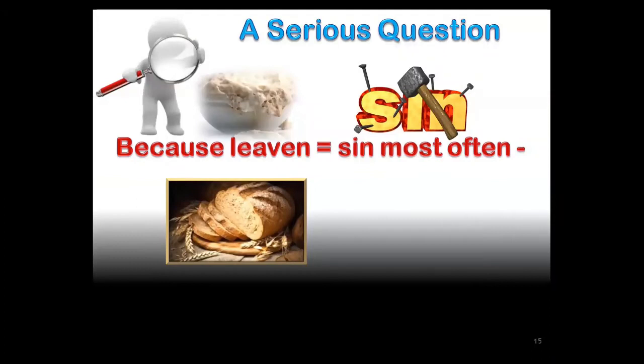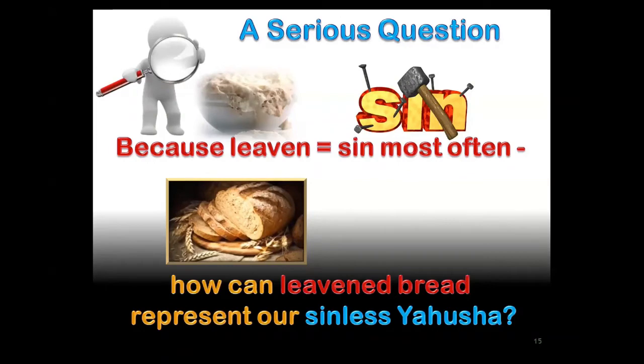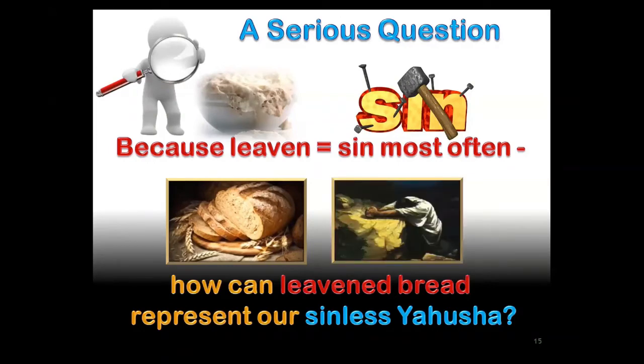There is a serious question, because leaven equals sin. Most often, we like to say, how can leavened bread then represent our sinless Yahusha? Most of us have the idea that leaven equals sin. And it's hard to understand how Yahusha, in saying that his body is the bread, how could his body be represented by leavened bread?